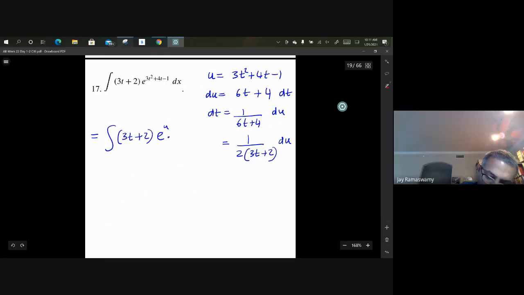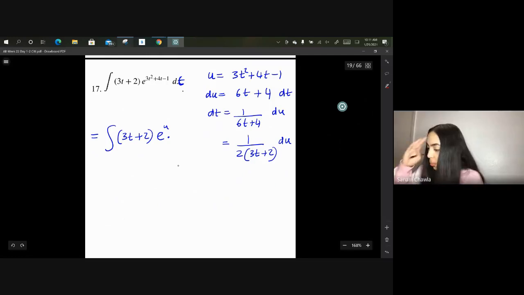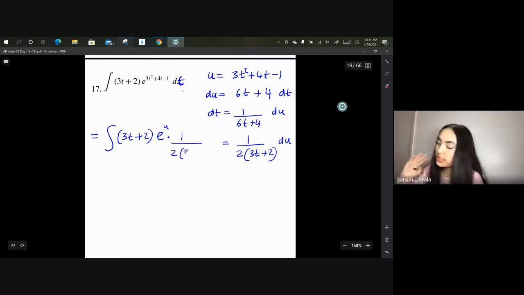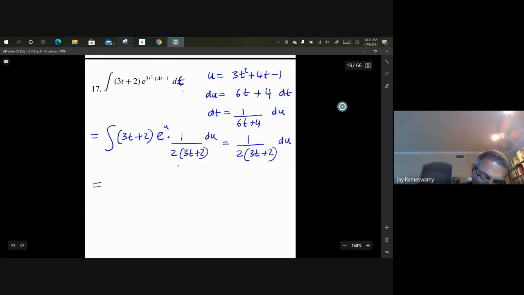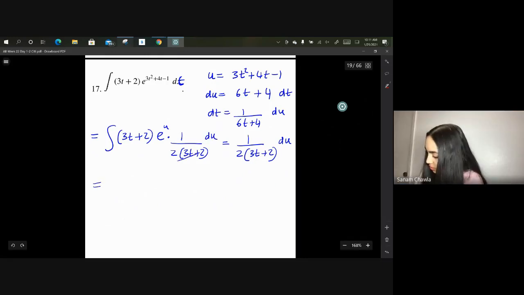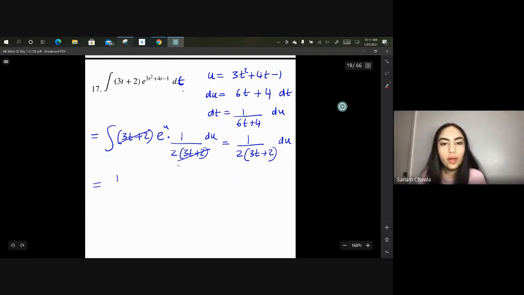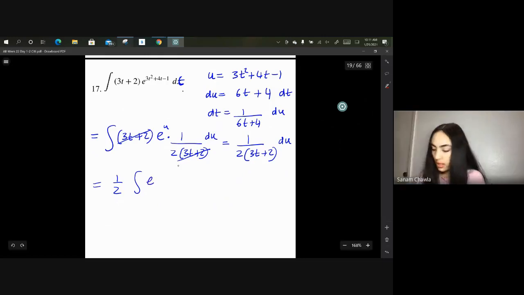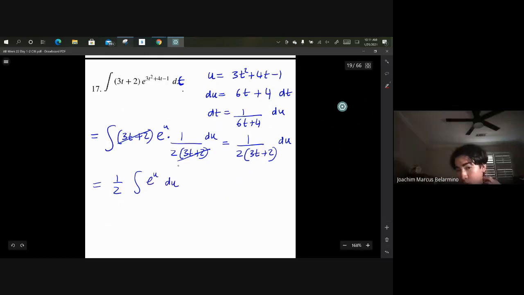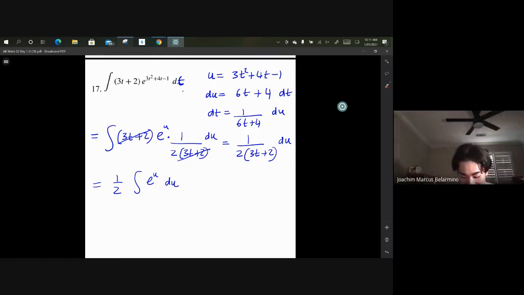And what's, oh, there's a typo there. That's supposed to be a dt, right? Yes. And what's dt after all? 1 over 2 times 3t plus 2 du. What cancels? Look down. 3t plus 2. You could take off the 2 at the front. What gets pulled out? 1/2. What's the leftover? e^u. Oh, wait, no. Just kidding. We pulled out the 1/2. So e^u du.